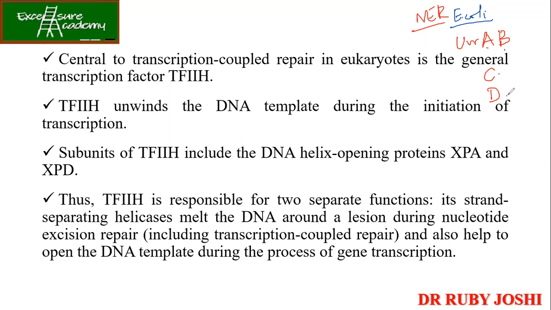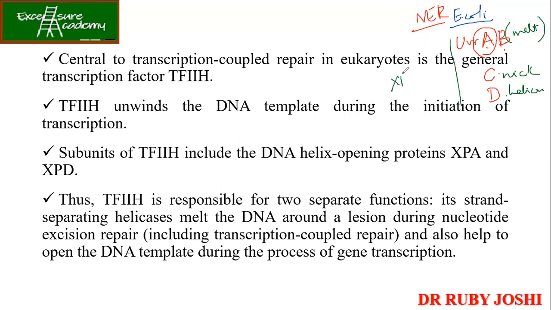Ma'am, UVRA and UVRB detect that distortion. Detection of the distortion. Yes, ma'am, and UVRC makes the nick. UVRD, ma'am, maybe some helicase, which separates the single stranded DNA from the rest of the DNA. What does B do? It melts. Okay. Melt. Good. So this was in the case of E. coli.